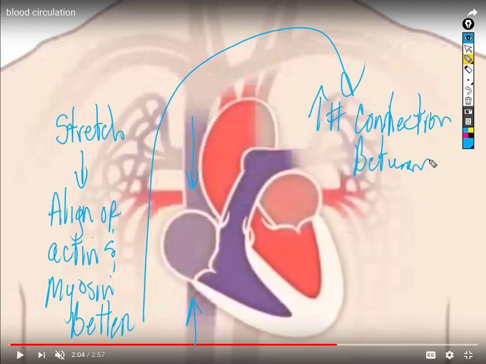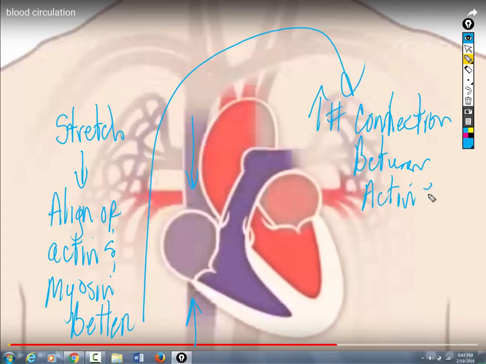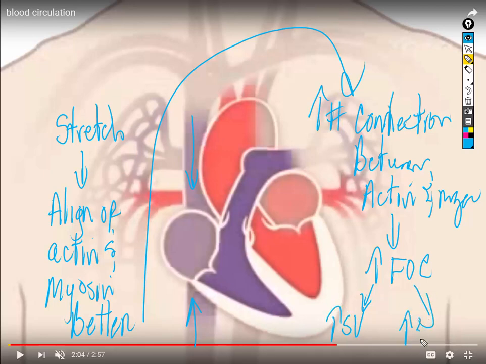And if you increase the number of connections between actin and myosin, that leads to an increase in the force of contraction of the heart. And what does that do to the amount of blood pumped per beat and the pressure with which that blood is pumped? Right. It's going to increase their stroke volume, and it's going to increase their systolic blood pressure. Say yes.